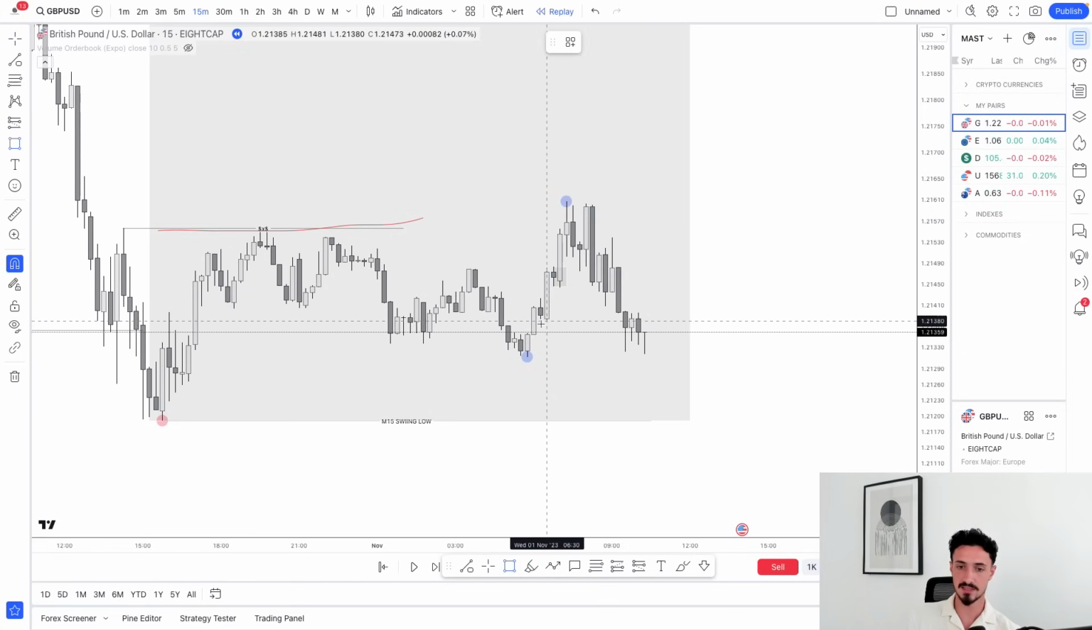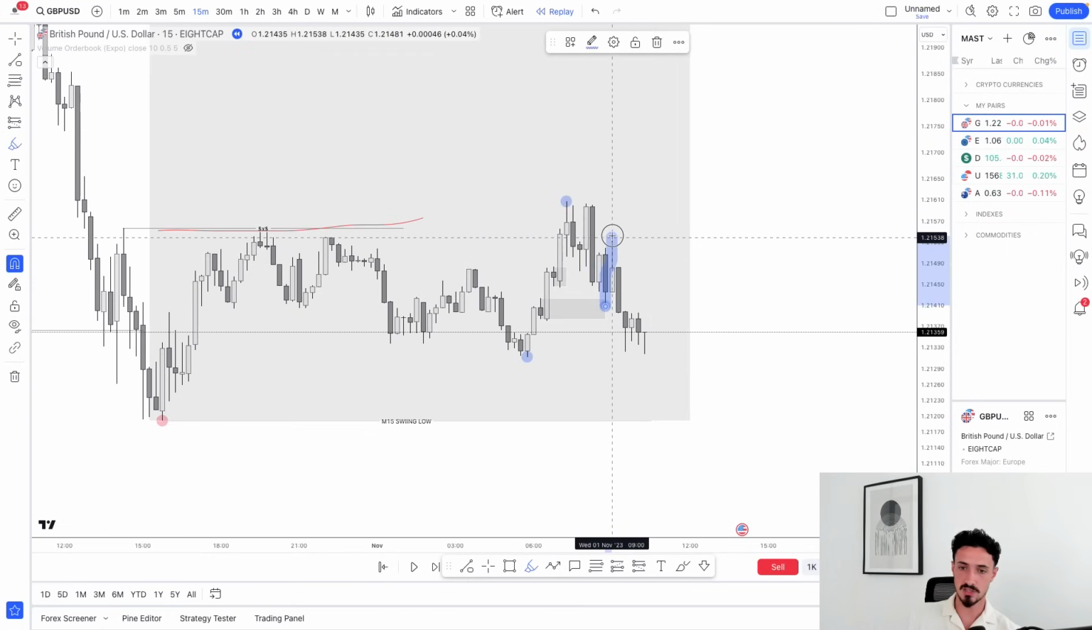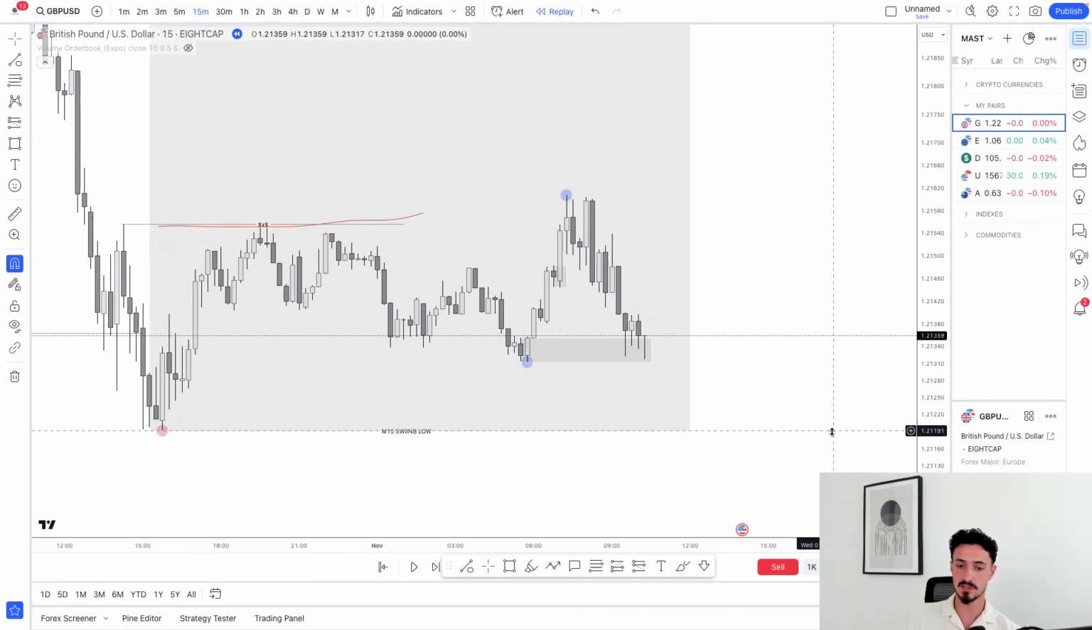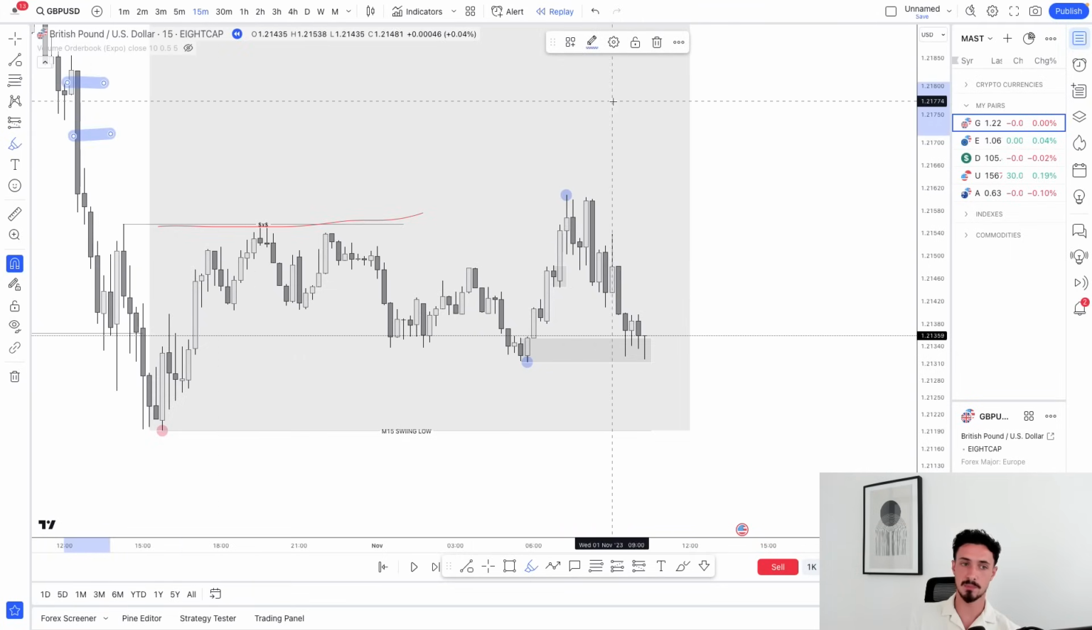So we move into our second area of demand. What happens again? Price comes into the demand, gives us the bullish reaction, fails to do anything significant, takes out the lows, clearly showing us that at the present moment of order flow, there is more vested interest in going short than there is going long. So then we come into our final point of demand. This is the final area in which longs or potential buyers could get involved in the market and drive prices higher into potential areas of supply or imbalance.